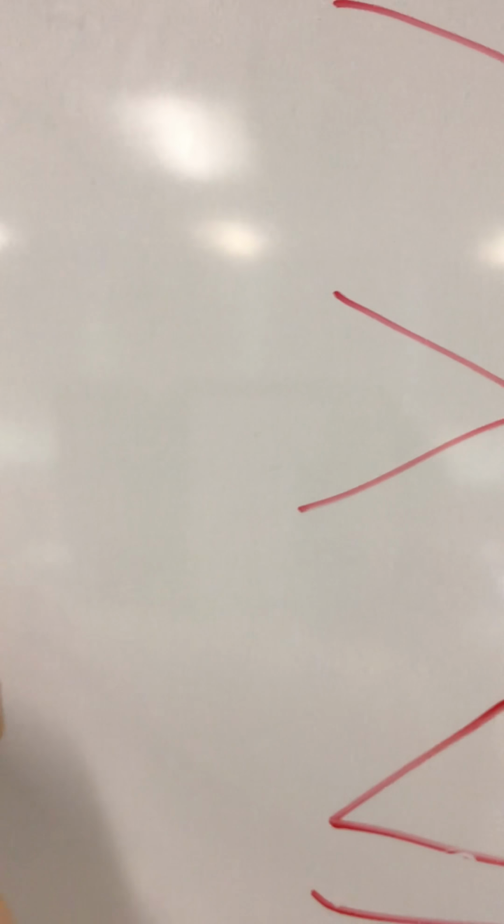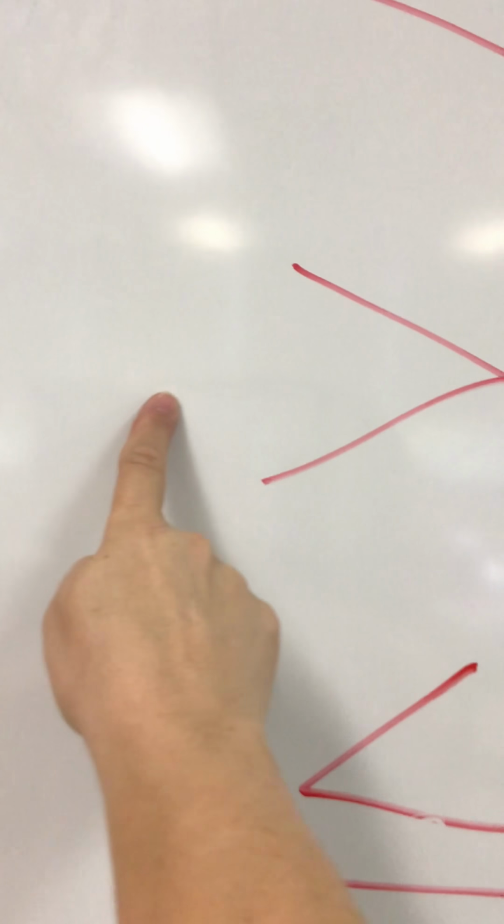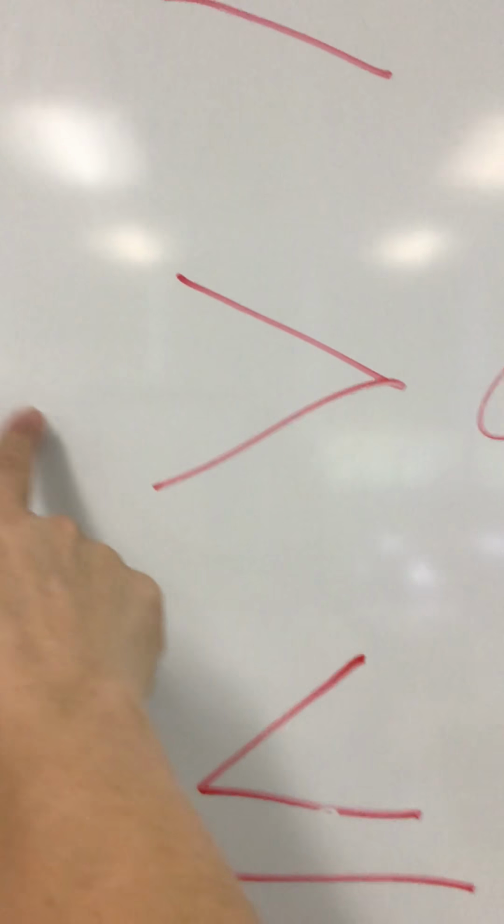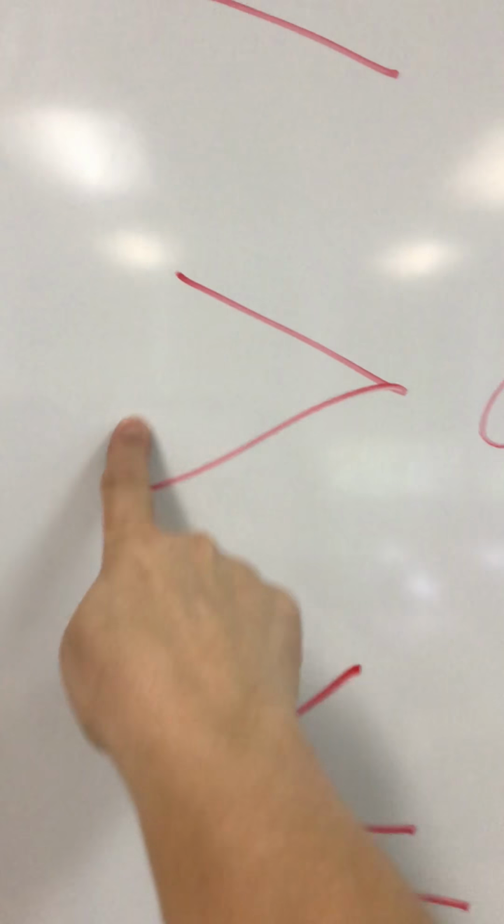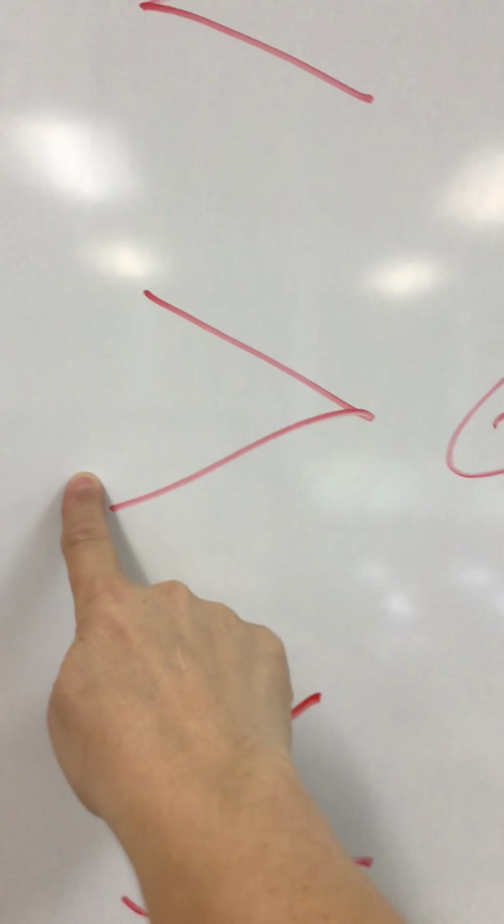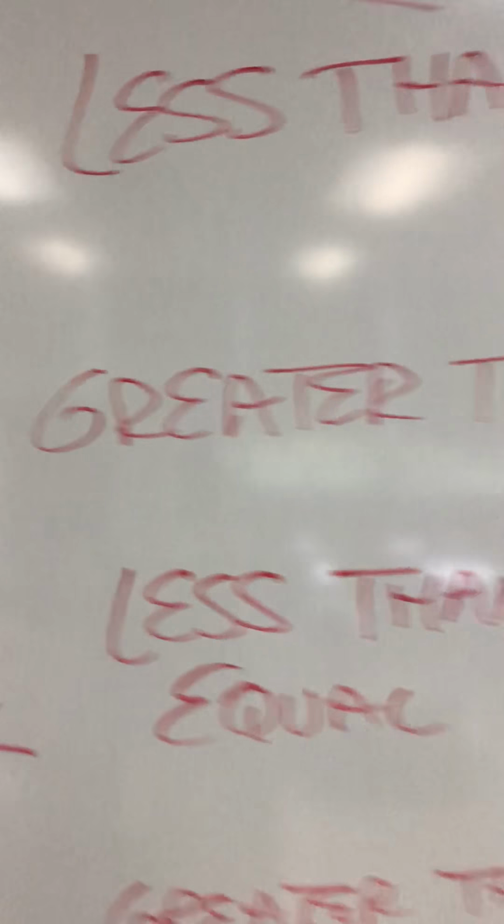Opposite would be true here. If I'm looking at this sign and I am going from left to right, I'm reading it, I come to the greater part of the sign first. So this is greater than, okay?